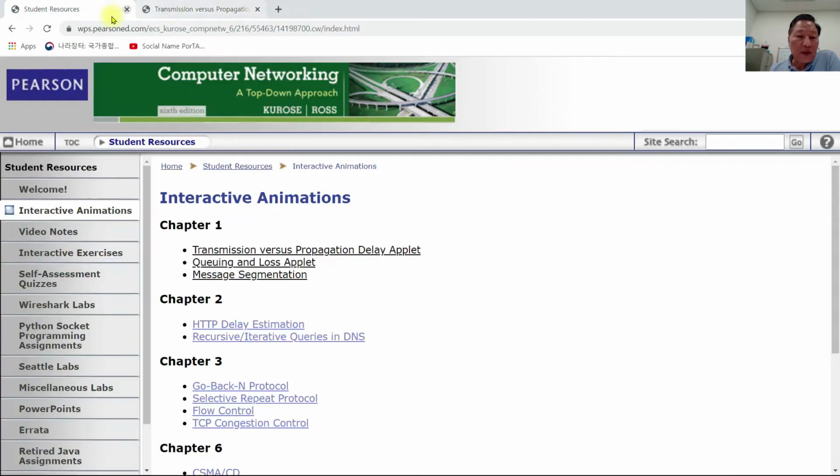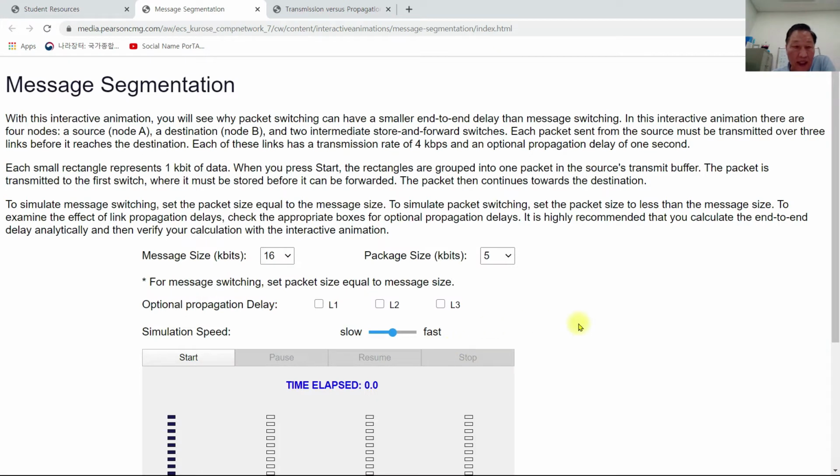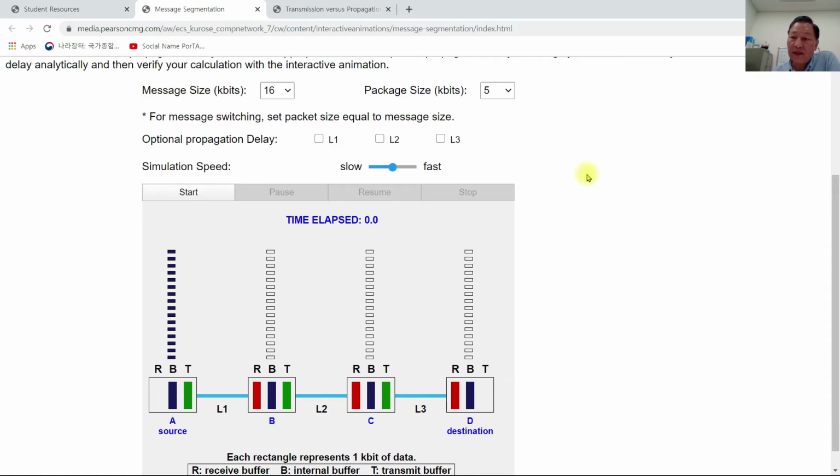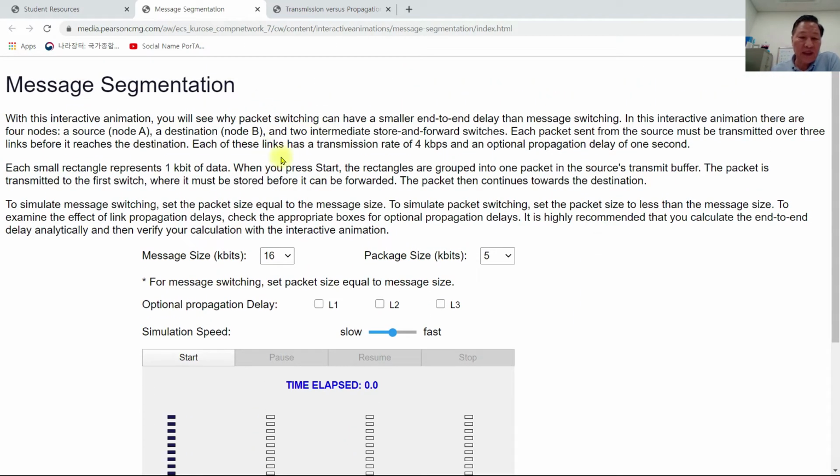Okay, let's move to the next. Another one is about message segmentation. If we are sending a big file, it is not sent at the same size; it will be sliced into smaller pieces. Each small piece is called a packet. Here you can see and understand better about that. As an assignment, I will ask you to read this one, but you don't need to submit it. Just try to understand it fully. That is enough.